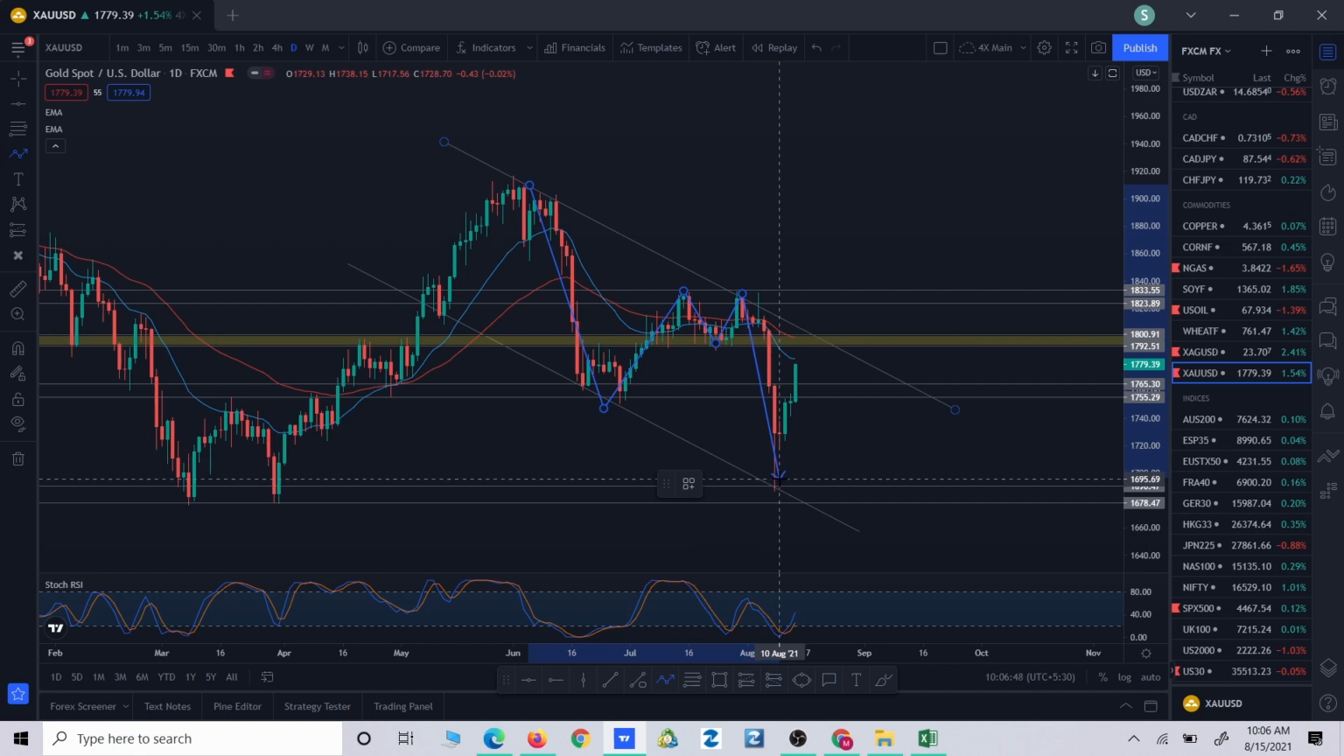Now the price broke and closed below this neckline of the double top and this low as well. And the price is now just pulling back higher. So what are the possible trading setups that we do see in this market?